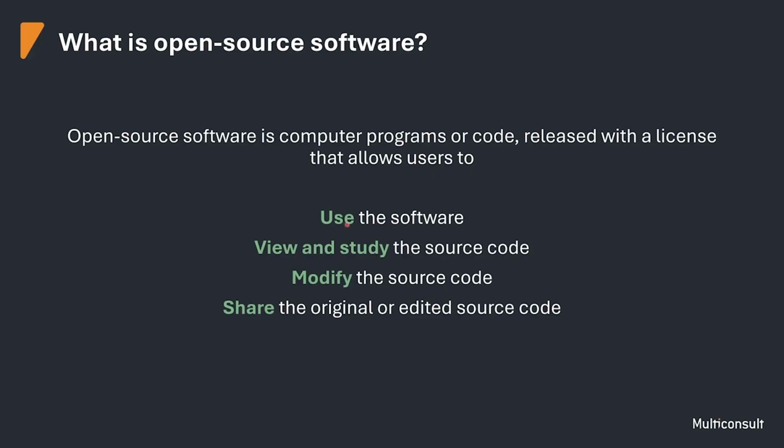The first one: use the software. That might be obvious and trivial. You can use this software for your purposes. You can view and study the source code. This means that you can actually investigate what happens inside the software or inside this piece of code when you run it, so you can get a deeper understanding of the workings. You can modify, which means that you can tailor it to your needs, and you can share both the original or the edited source code with others. These last two are perhaps not so trivial, but they are essential for having an open source community.